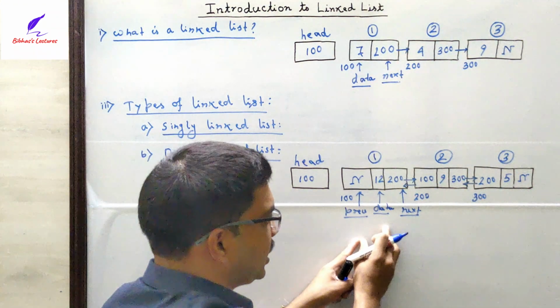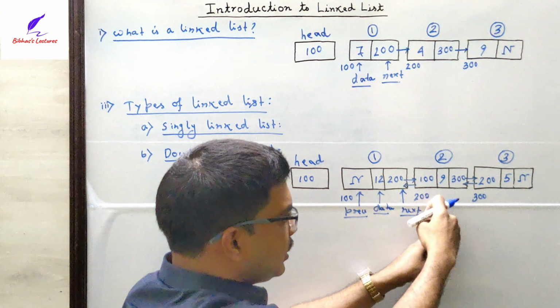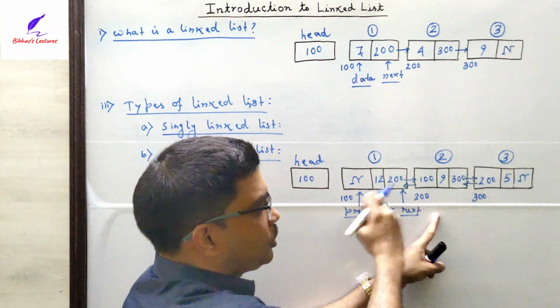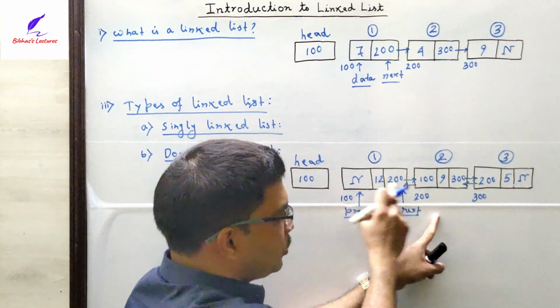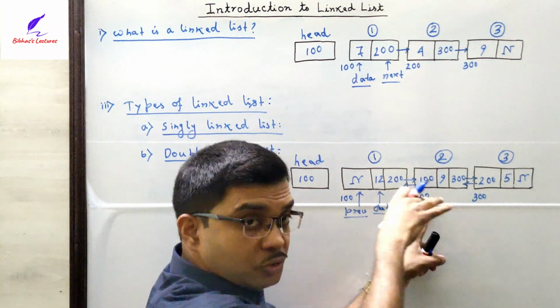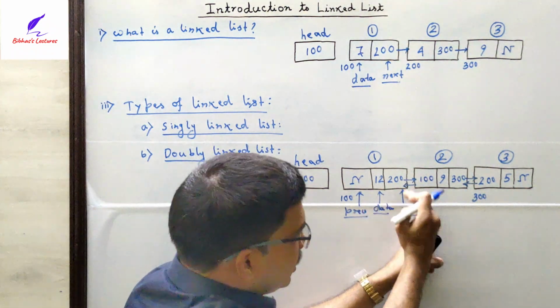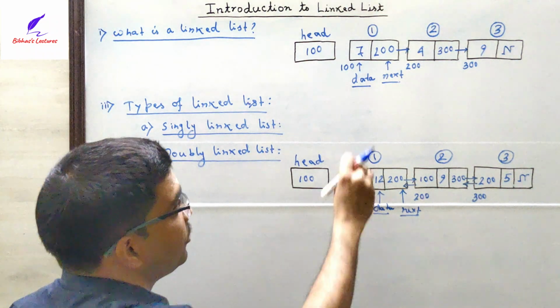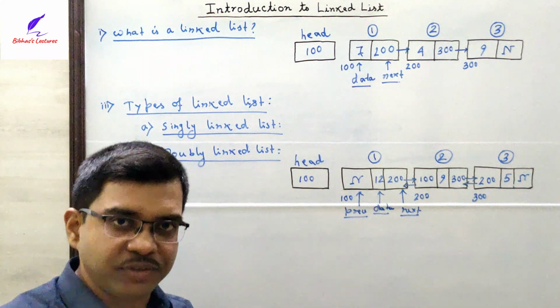But in case of a doubly linked list you can check each and every node is containing the address of both its previous node and next node. So you can proceed in both directions. That means if you are in 100 you can go to the 200 and its previous node. Similarly, if you are at 200 you can go to the 100 as well as to the 300. So both way movement is possible in case of a doubly linked list, but only forward direction movement is possible in case of a singly linked list.